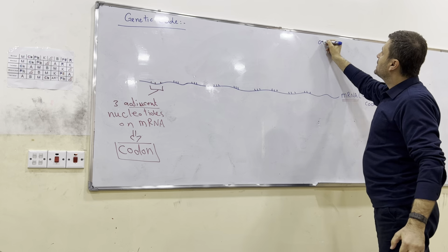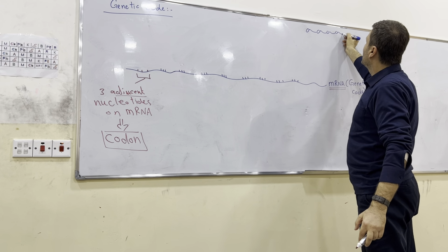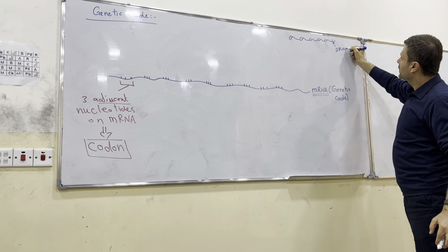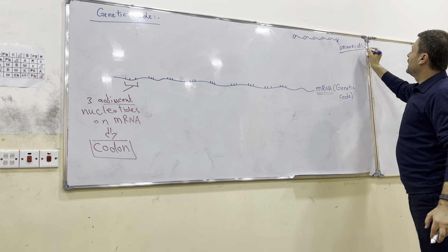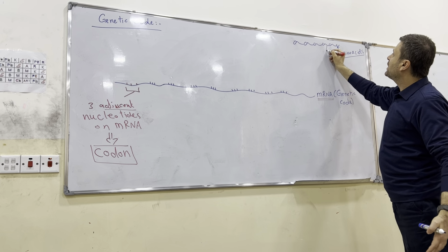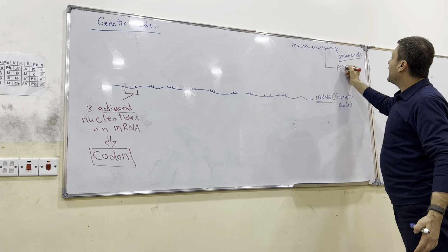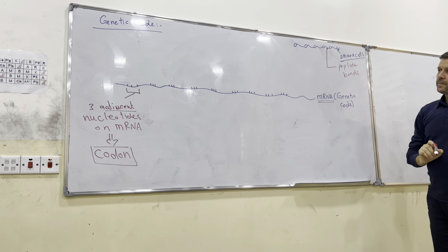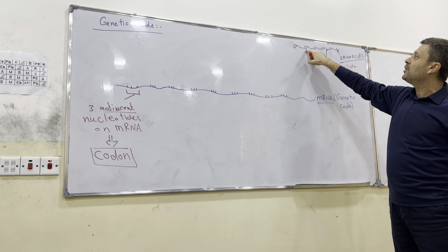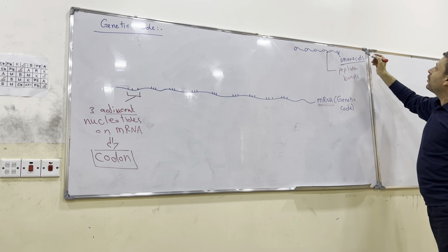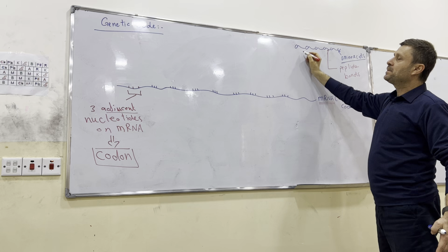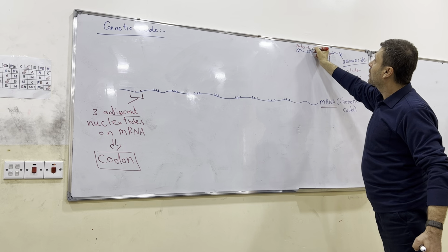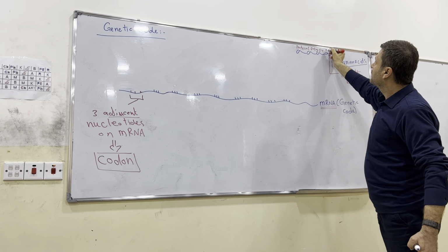Look, the proteins consist of a series of amino acids. The amino acids in the proteins are connected together by what? Peptide bonds. Look, the codons are codons for the amino acids in the proteins or in the polypeptides. Protein or polypeptide.